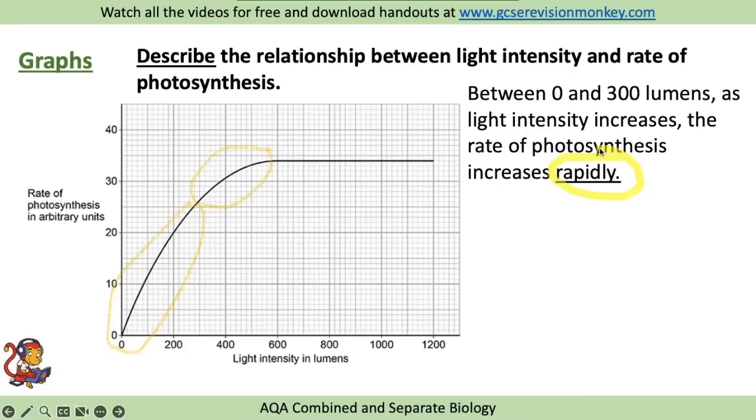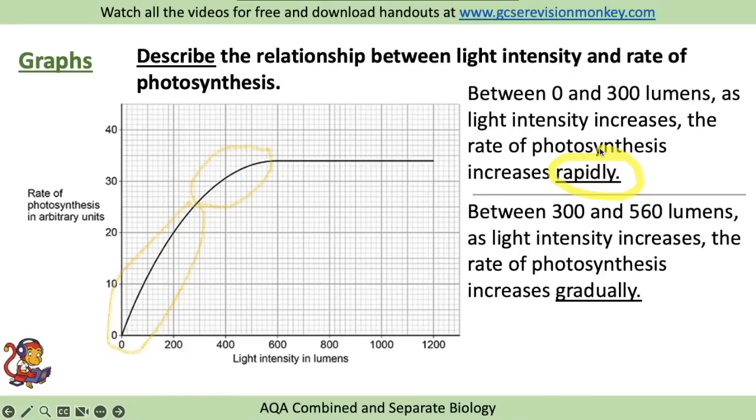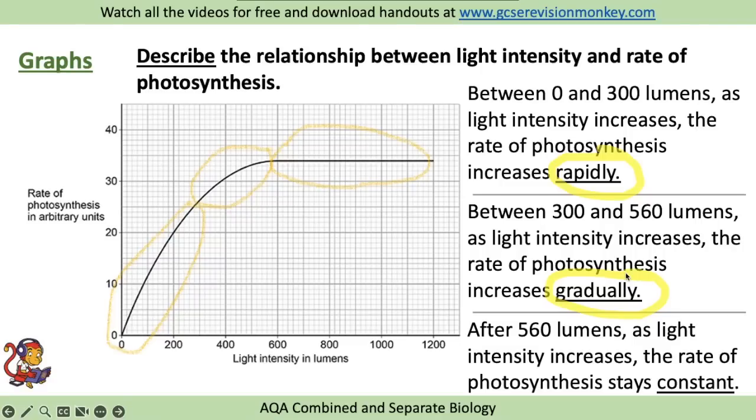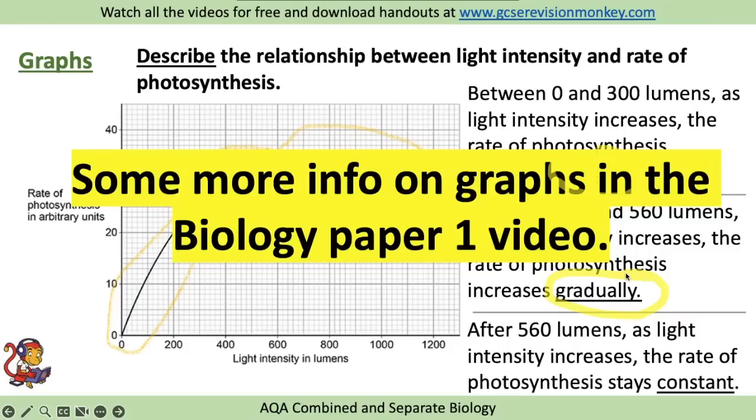And then you have to look at the next part of the graph. And between 300 and 560 lumens, as light intensity increases, the rate of photosynthesis increases gradually. So this is a more shallow line, so we call it a gradual increase. And then finally, looking at the last part of the line, after 560 lumens, as light intensity increases, the rate of photosynthesis stays constant. So a really, really common question for biology paper 2, but it could come up in chemistry or physics as well. There's more information on graphs in biology paper 1, but I'll assume you've had a look through that already.